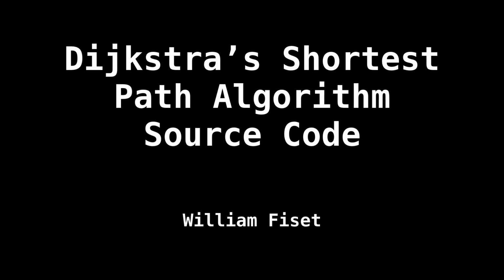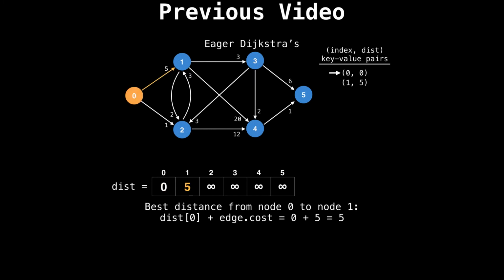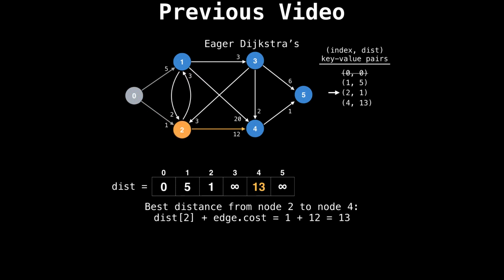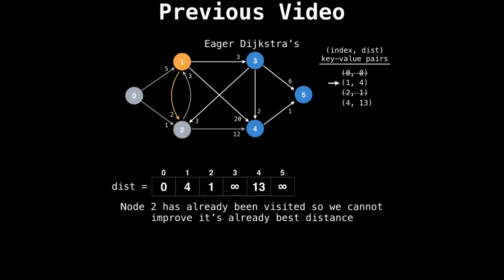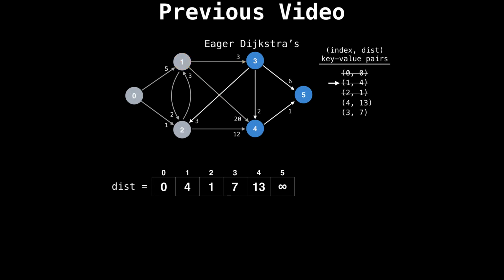Dijkstra's shortest path algorithm. Just before we get started, absolutely make sure you watch the previous video where I give all the details of how to implement Dijkstra's and various optimizations we can use to speed up the algorithm. In that video, I also discuss two versions of Dijkstra's algorithm, the lazy implementation and the eager implementation. In this video, we're going to have a look at the eager implementation, which is faster.